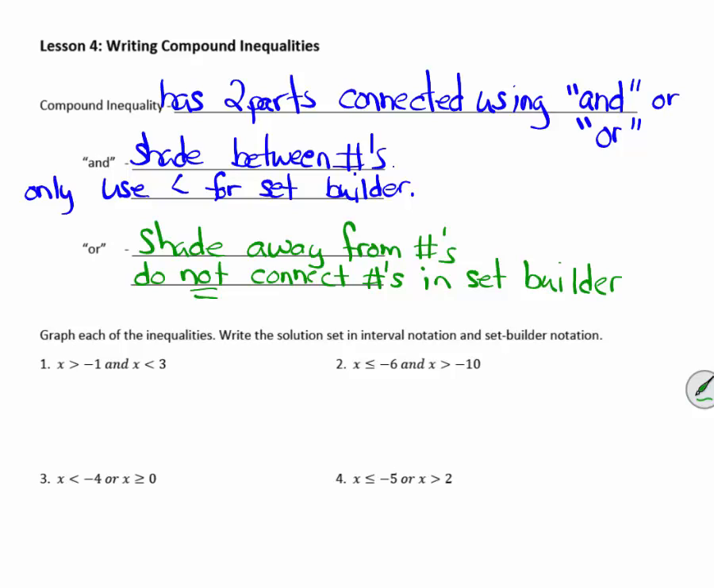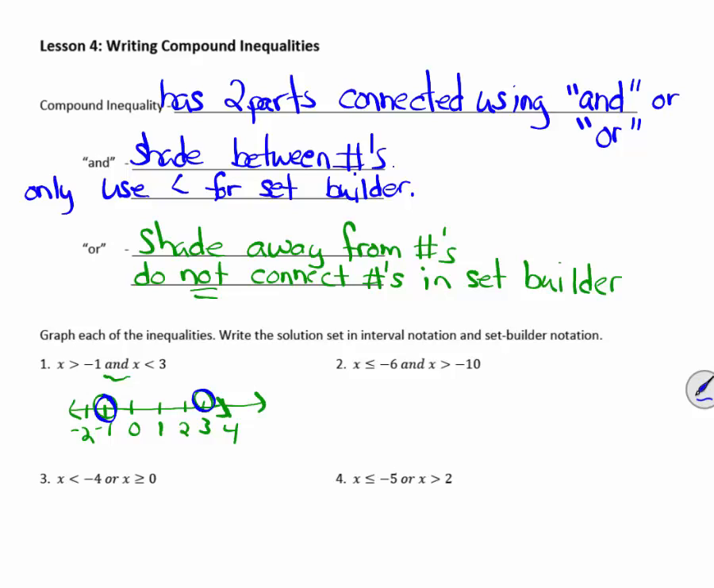So, for example, graph each inequality, write the solution set in interval notation and set builder notation. So, here I have an "and." I'm going to graph those. On my graph, I have to show the -1 and one lower than that, and then I have to show all the way up to, oops, I didn't make it long enough, sorry, up to 4 because I need to go one beyond either one. They're going to get open circles because they don't have the or equal to sign.